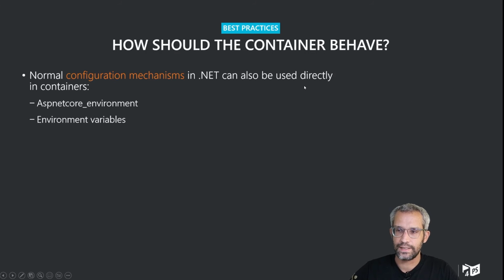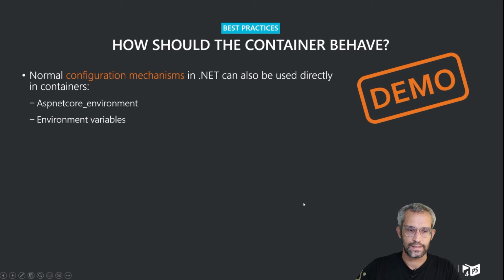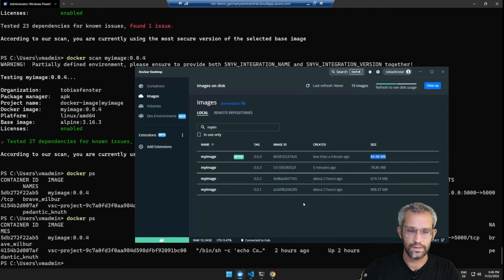Let's get back and take a look at the second to last thing, I think, which is the behavior of containers. And with that, I mean the configuration mechanisms that we have in .NET. They can also be used immediately in our containers. And as an example, I want to show two things, which is ASP.NET Core environment, and we want to push it in as an environment variable. So let's take a look what that means.